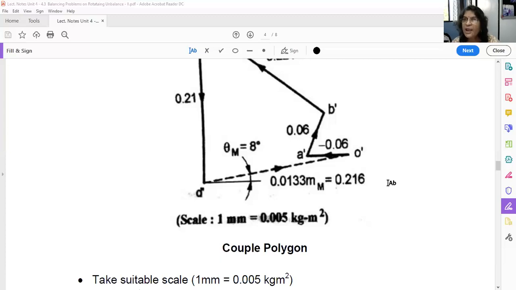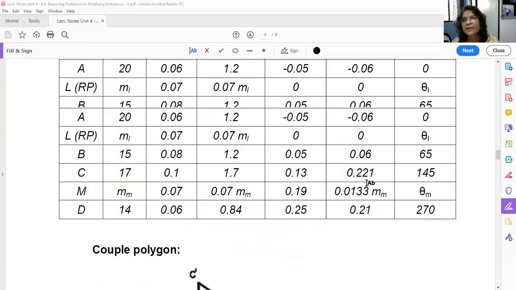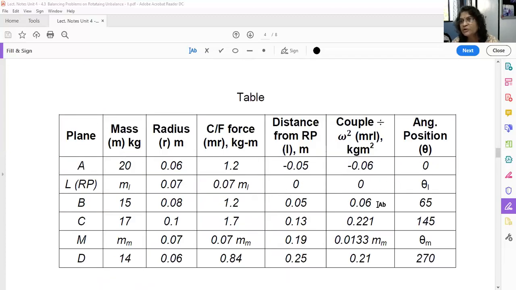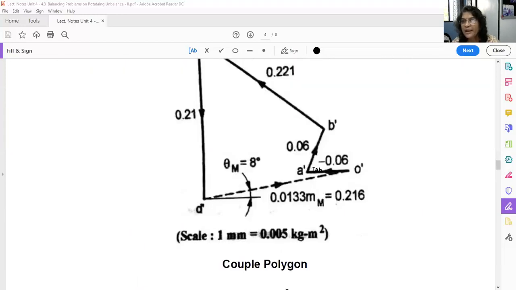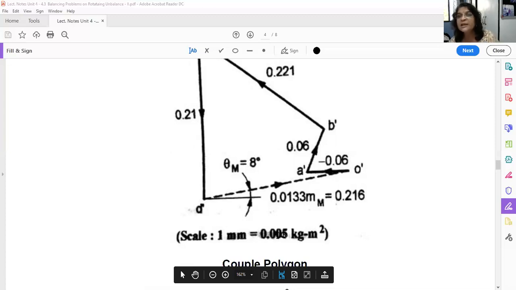Now I have to draw the second vector. What is the angle? 65 degree. Magnitude 0.06 kg meter square. Now I am here, A dash. So keep your protractor here, measure a 65 degree angle and draw this line. What is the length of this A dash, B dash? 0.06 kg meter square. Every time you have to convert this into the scale and then draw it. So this is B dash. Now we are here.